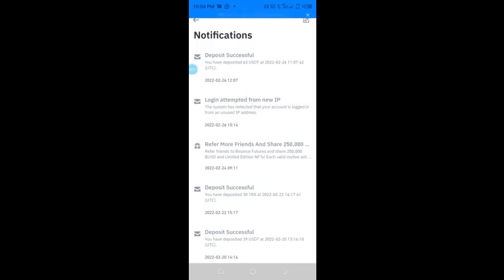As you can see, my withdrawal has reflected in my account. Don't forget that I withdrew $63 and now it has reflected in my account. So it doesn't take time at all. You can see I have my $63.